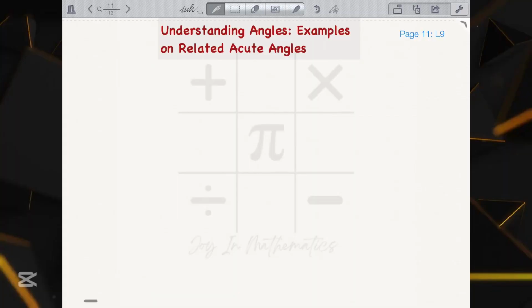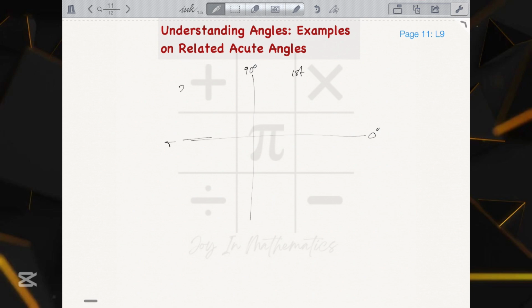Now let's continue from where we stopped on related acute angles. Let's recall what we established in the last lesson. Here we have 4 quadrants. We have the first quadrant ranging from 0 degrees to 90 degrees.